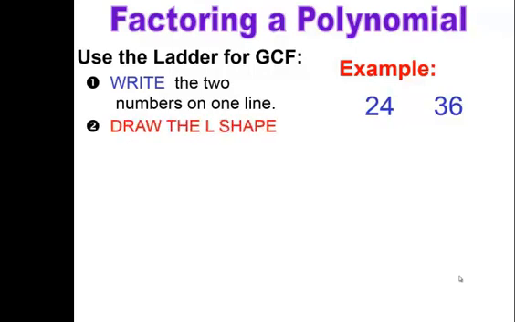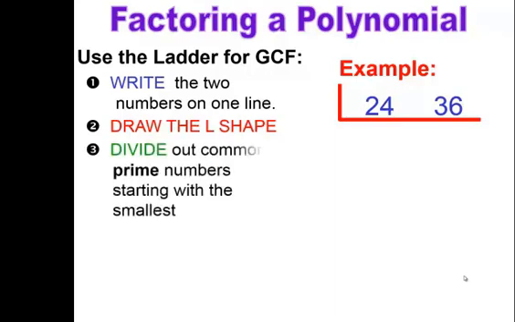The next thing you want to do is draw an L shape around the numbers. So we're going to write the numbers in a line and put a little box around them. The next step is to divide out common prime numbers, starting with the smallest. You don't necessarily have to start with the smallest, but I like doing it that way and working my way up.